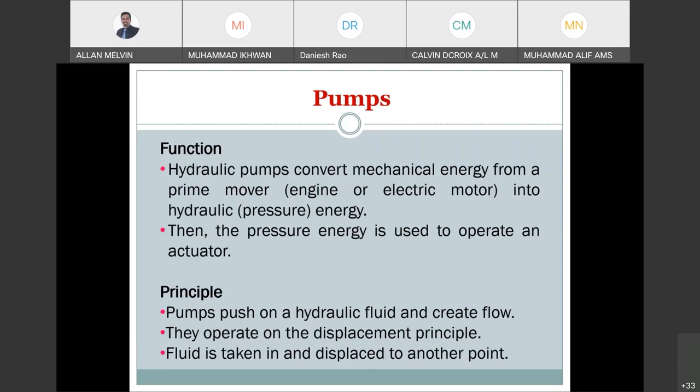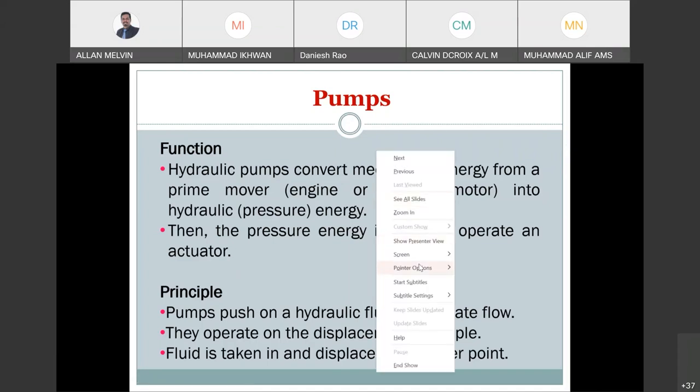We will start with pumps. The function of a pump is to transport something from one place to another at a given rate. So that is what a pump is about. Now, the function of a pump in a hydraulic system: we call them hydraulic pumps. Hydraulic pumps practically convert energy from a prime mover, which can be an engine or an electrical motor, into hydraulic energy.